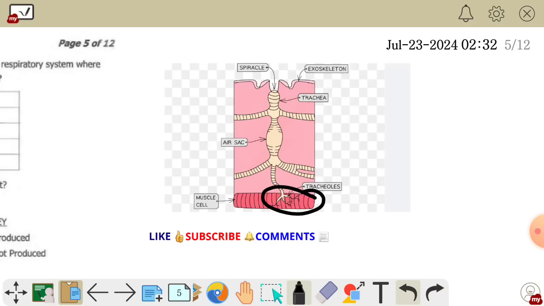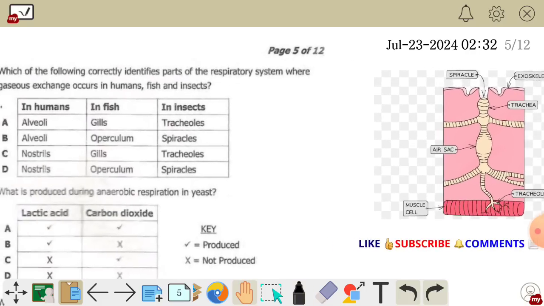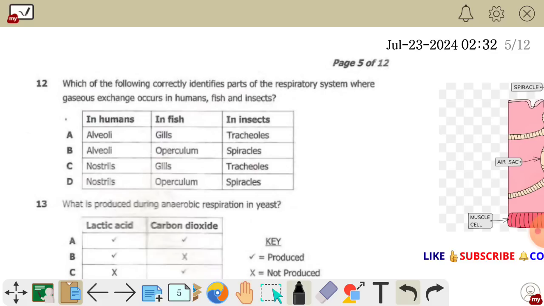Now there, that gas will exchange. Carbon dioxide will come out, and oxygen is going to be absorbed inside. So gaseous exchange will take place at the tracheoles. So let's go back to our question. In humans, it is the alveoli. In a fish, it is the gills. Then in the insects, it is at the tracheoles, as we have seen in that diagram. So the correct answer here for question 12 is A.